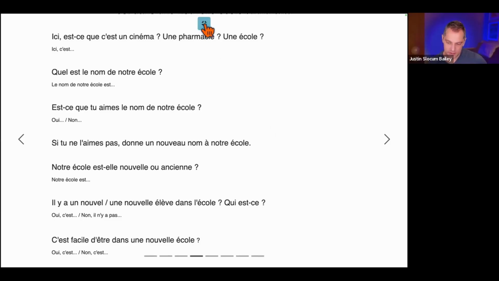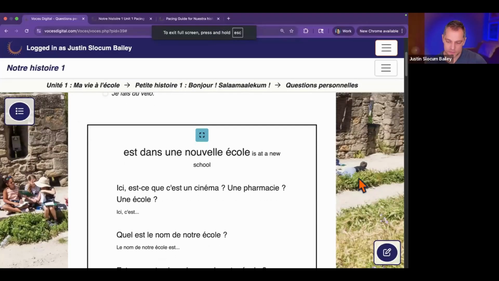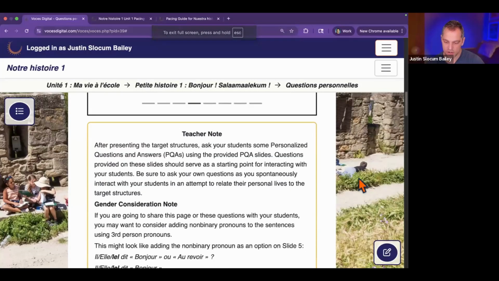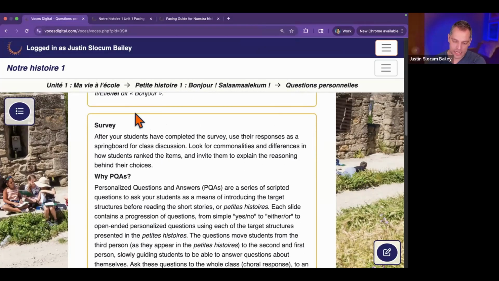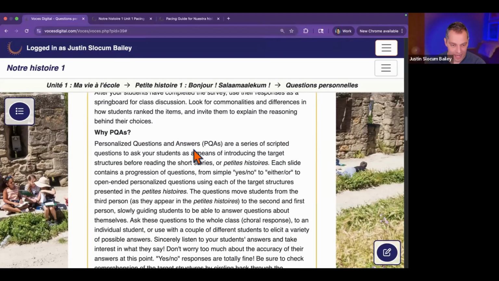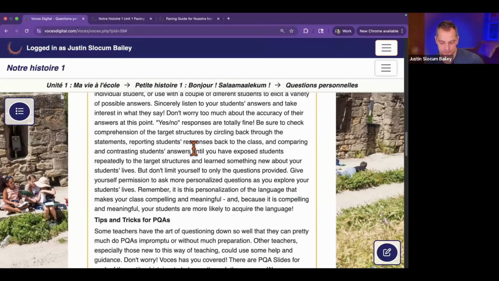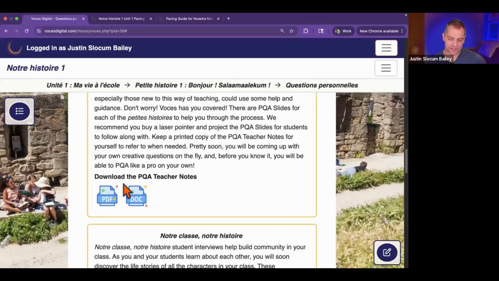And I can click here or I can click escape to go back to this view. And what I want to show you here is that on each of these pages, there are within yellow a lot of teacher notes on how to go about using this page. And there's also a downloadable version, and this gives you even more details.